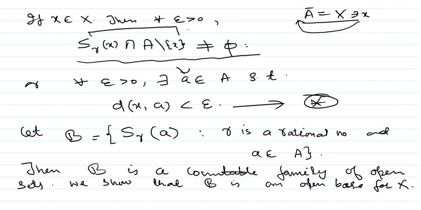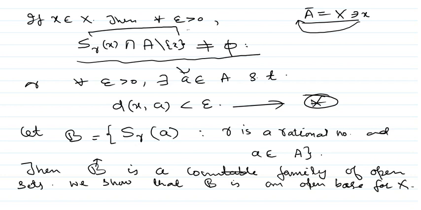So if I prove B is an open base for X, and it is countable too, then X has a countable open base, and that means X will be a second countable space. How will I prove it? I will take any open set, choose any point in that open set, then I will find an open sphere in this B such that x belongs to that open sphere and that open sphere is contained in the open set G.